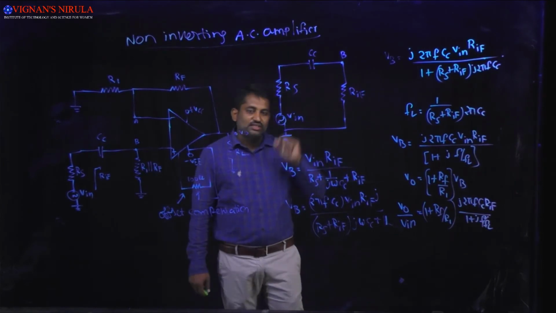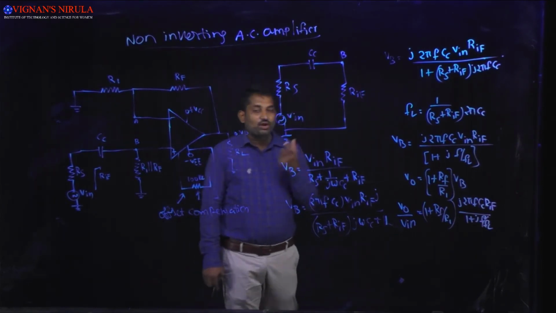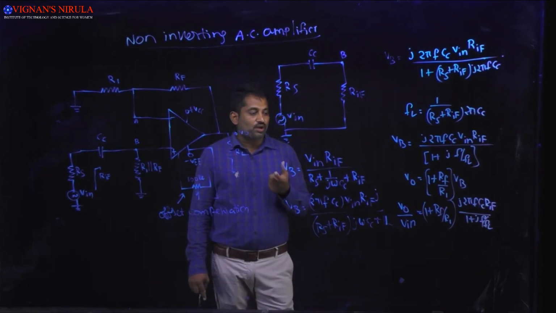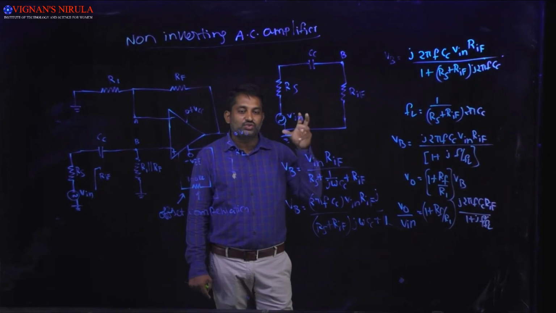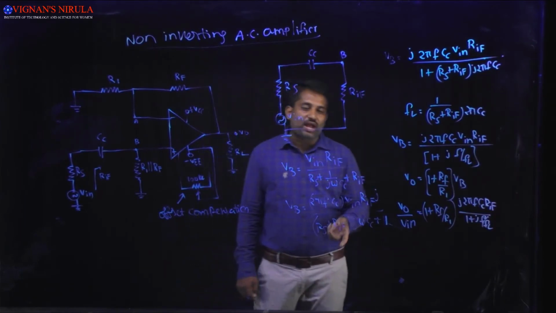Once it reaches the value of fl, the denominator becomes 1 plus j into 1, so the gain will be equal to 1 by root 2. If we take 20 log of 1 by root 2, that becomes minus 3.01 dB, which is nothing but the break frequency or corner frequency. It shows its effect on the overall gain.